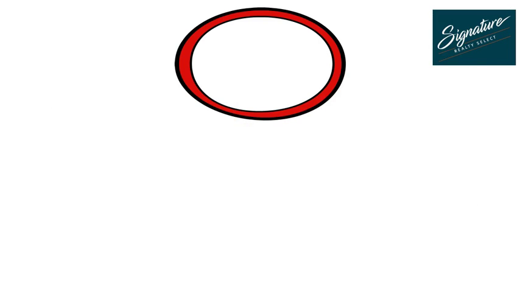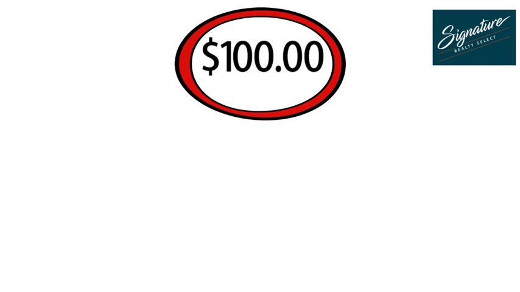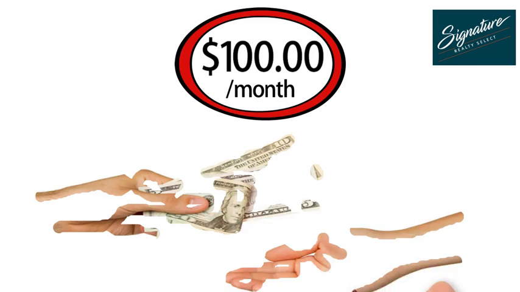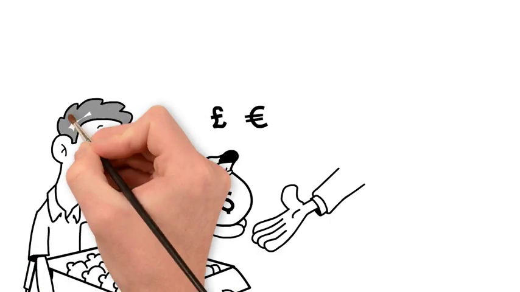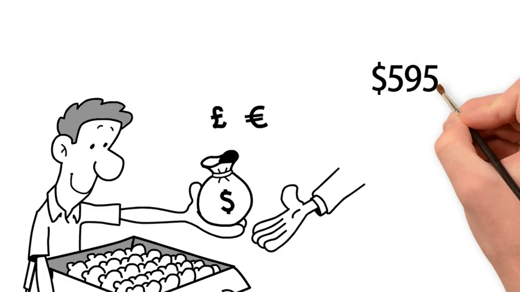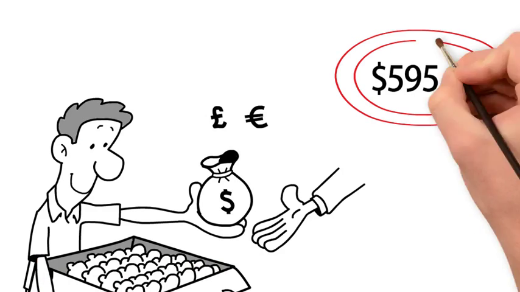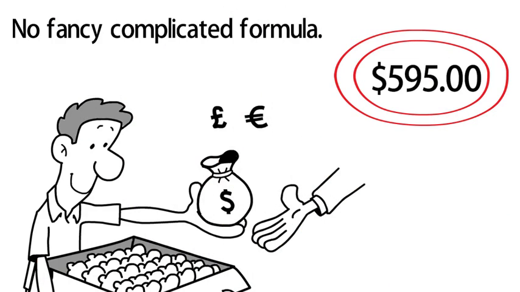Real estate agents pay $100 a month membership to belong to the Signature Realty Select group of real estate agents. That's it. Each time you earn a commission, you are charged a $595 processing fee. That's it. No fancy, complicated formula.